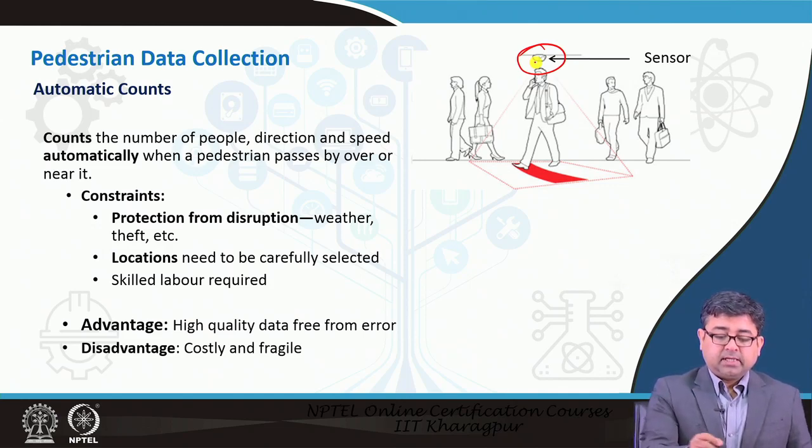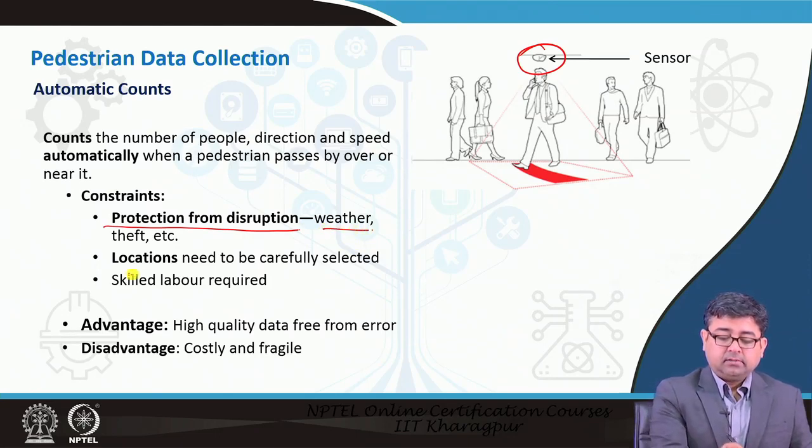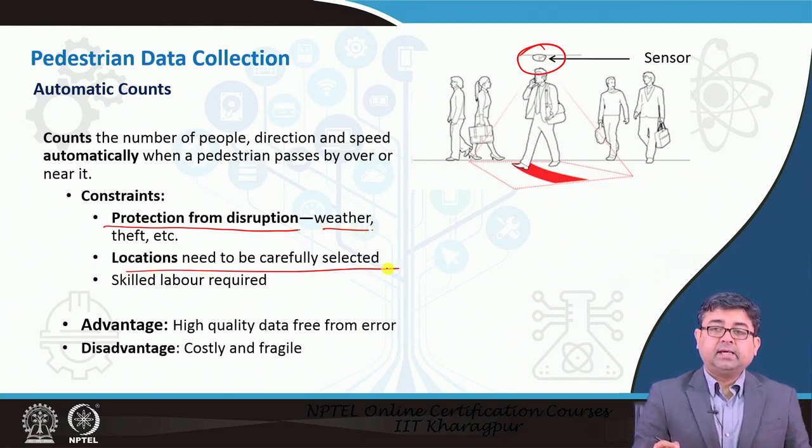However, there are some constraints. Especially in outdoor situations where you are putting these automatic counters, they have to be shielded from weather or theft, and locations have to be selected very carefully. Now that you are going to install something for automatic counts for a longer period of time, better install it at the right place and at the right angle, so it can count people correctly rather than double counting the same person.